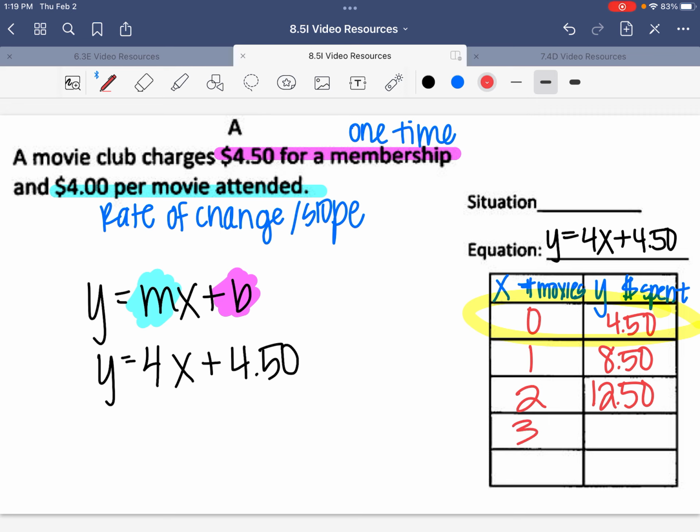3 movies, again, $4 more. So now I have spent $16.50. And for a 4th movie, I tack on $4 more, and that is $20.50. So now that we're able to represent the verbal scenario in an equation, also in a table, we want to see if we can match it with one of the graphs that we were given. So take a moment, look through the graphs, and pause, and then in a moment we'll see which graph it is.